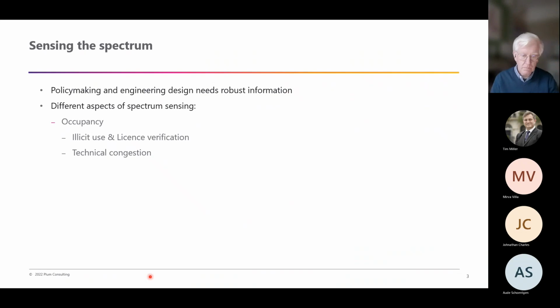So you may want to check what the actual occupancy of the spectrum is, as opposed to what's going on in your frequency allocation charts. This may be to check for illicit use, or to check that licensees are actually adhering to the frequencies or perhaps the powers they've been licensed. You may want to know something about the congestion in the radio spectrum. Is it filling up too rapidly? Are there blocks of unused spectrum that could be redeployed for other purposes?